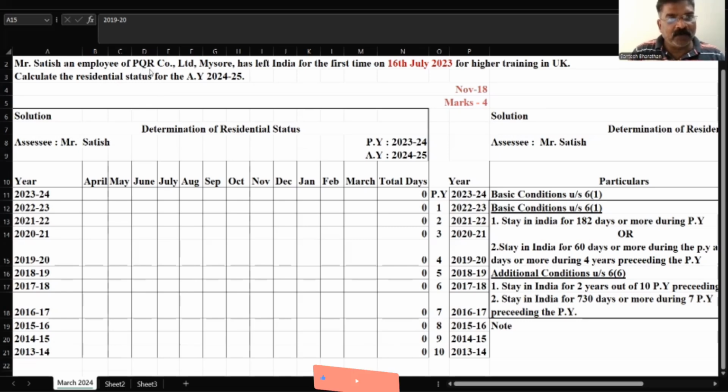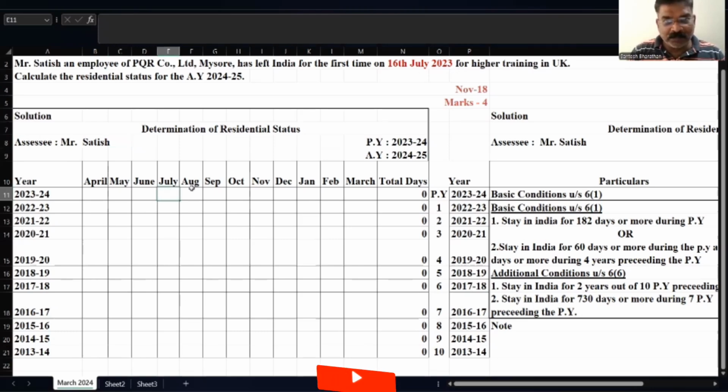Mr. Satish, an employee of PQR Company Limited, Mysore, has left India for the first time on 16th July 2023 for higher training in UK. Calculate the residential status for the assessment year 24-25. This is a very simple problem where only one date they have given, that is 16 July 2023. The assessee is Mr. Satish, already I have typed it. So he is working in PQR Company Limited, Mysore. Okay. He left India on 16th July 2023.